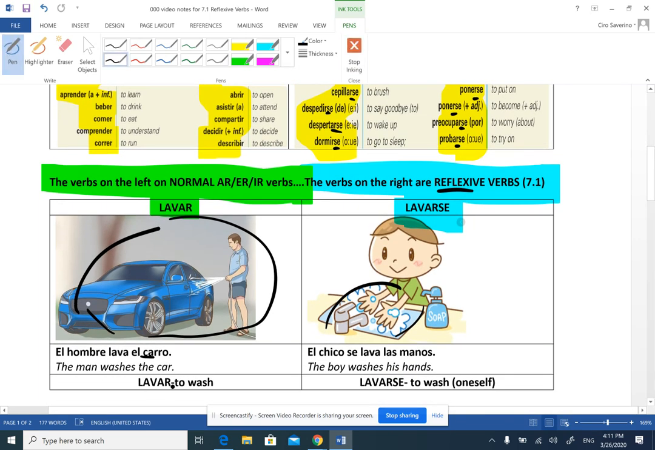In English, the man washes the car. The man washes his hands. Lavarse is to wash oneself. So when you see "se," I want you to think oneself, to wash oneself. Okay?